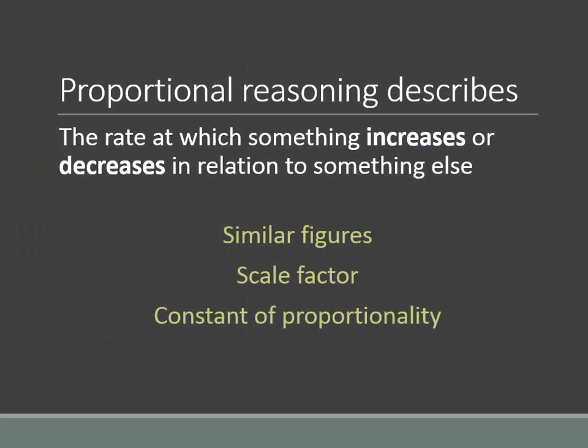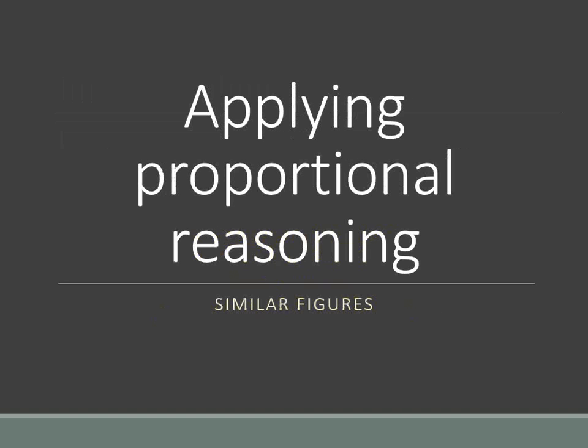So in general, I want to say the idea that proportional reasoning describes the rate at which something increases or decreases in relation to something else. So things are changing at the same time. And so the three examples that I want to share have to do with similar figures, with scale factor, and also the constant of proportionality. So let's start with similar figures.